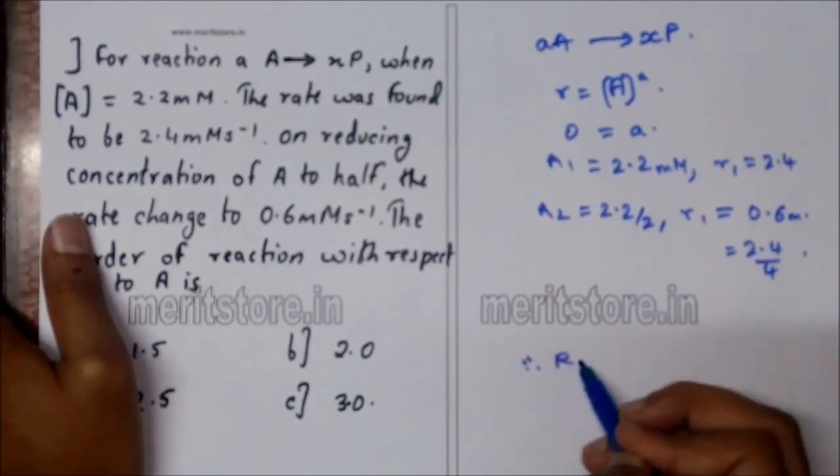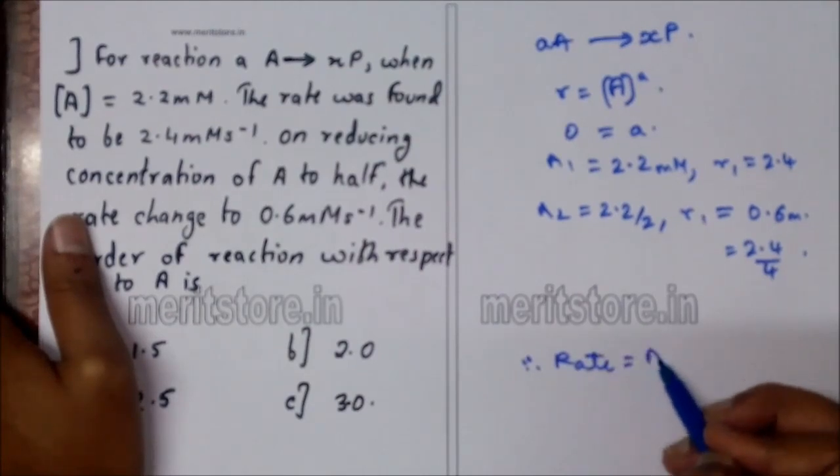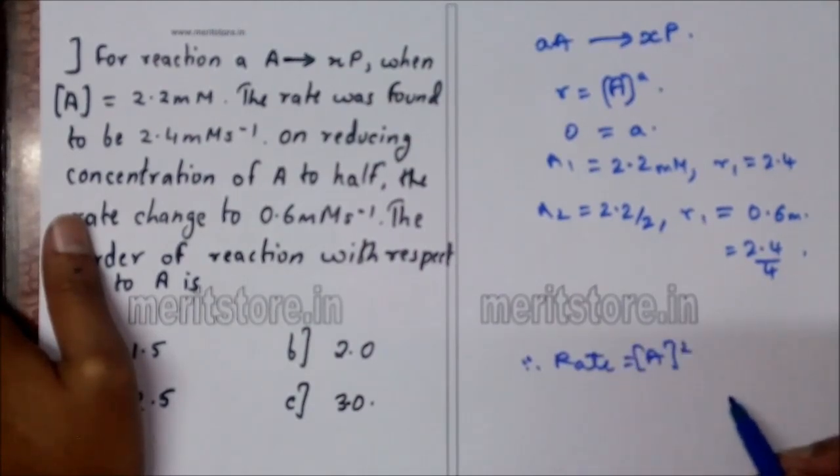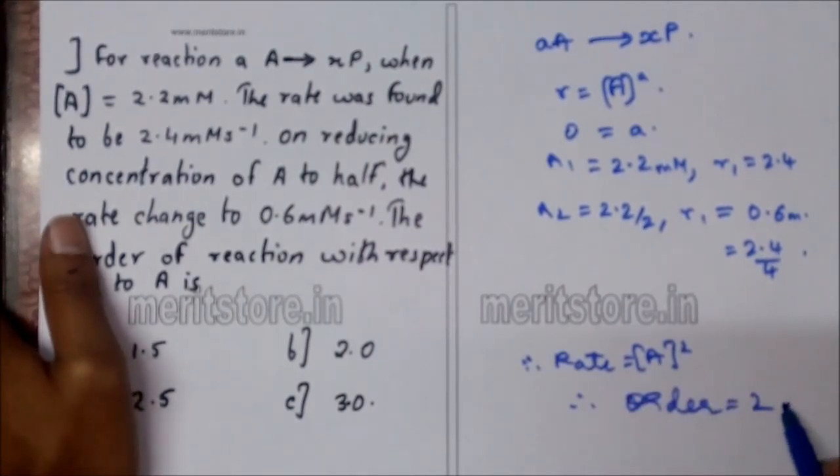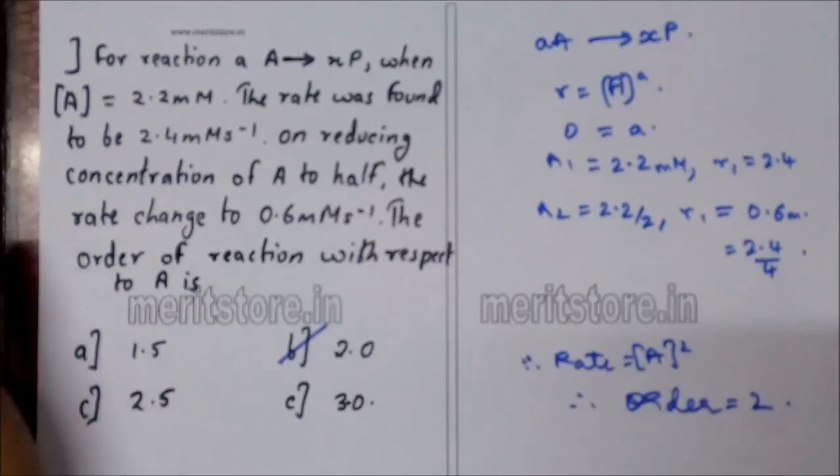Therefore, rate of the reaction is equal to A raised to 2. Therefore, order of the reaction is 2. So option B is the correct answer.